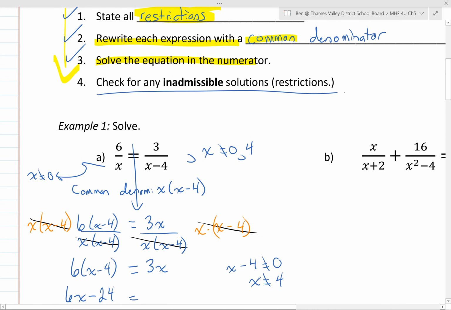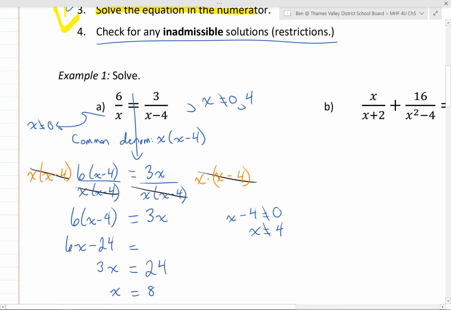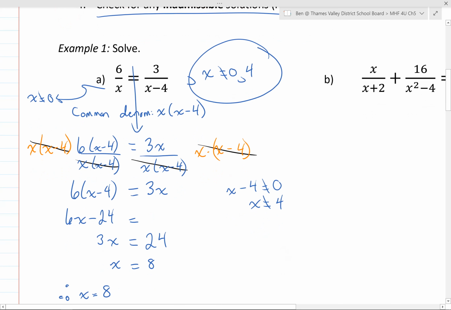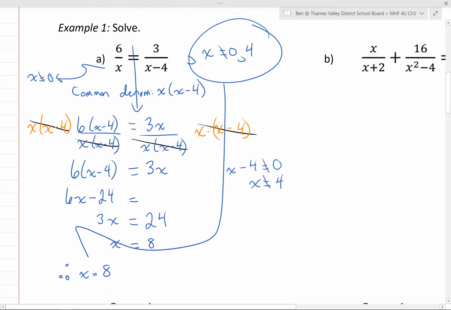I need to check my restrictions that I began with. Right? So I check my restrictions, x cannot equal 0 or 4. Well, that's fine. That's not the solution I found. So my solution holds true. Okay, x equals 8, that is the solution.